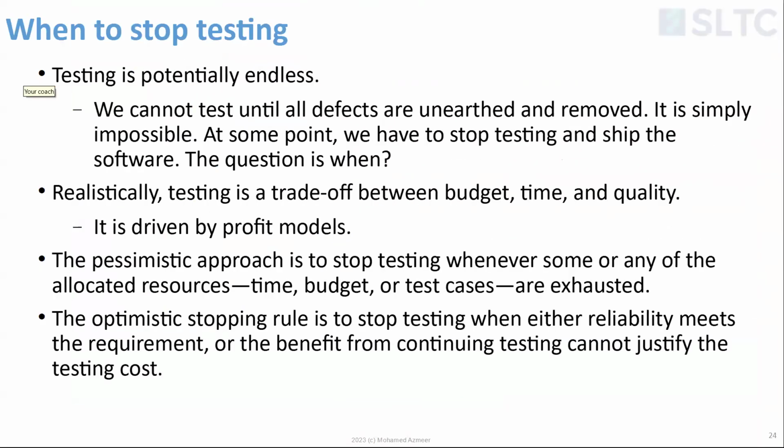Now, we also noticed earlier, according to that formula, testing is endless, right? So we can't test until all the defects are unearthed and removed. It is simply impossible. So we need to figure out, okay, we are going to live with it, and how long we have time to test it. So the question is when? What is a tolerable number of bugs that we can have?